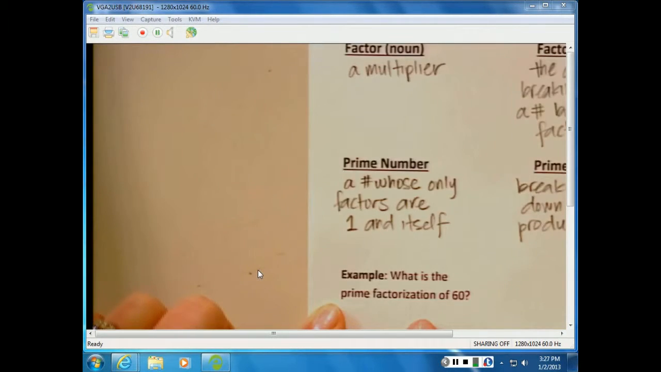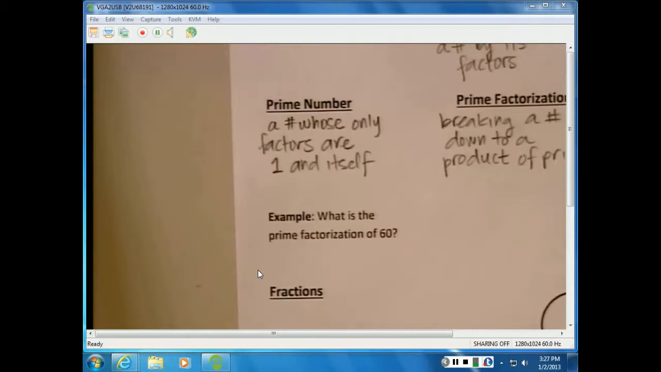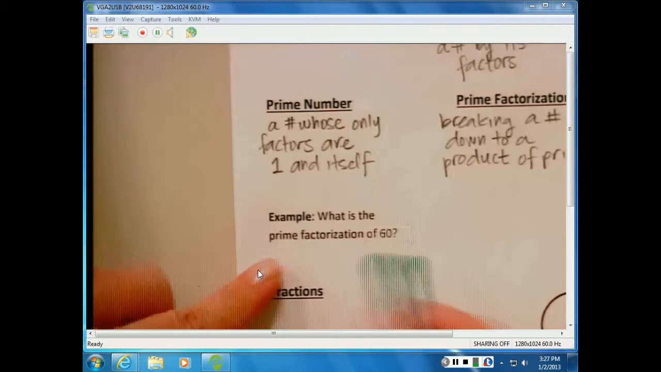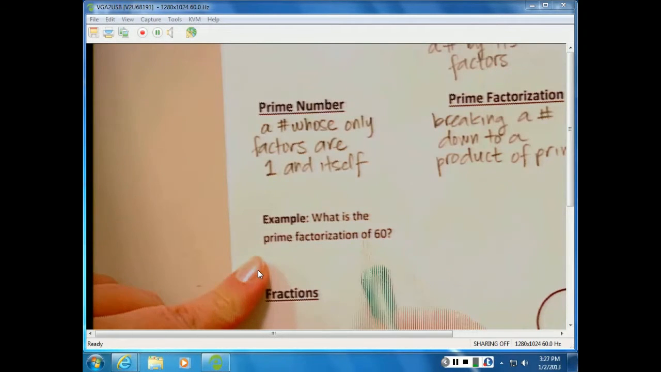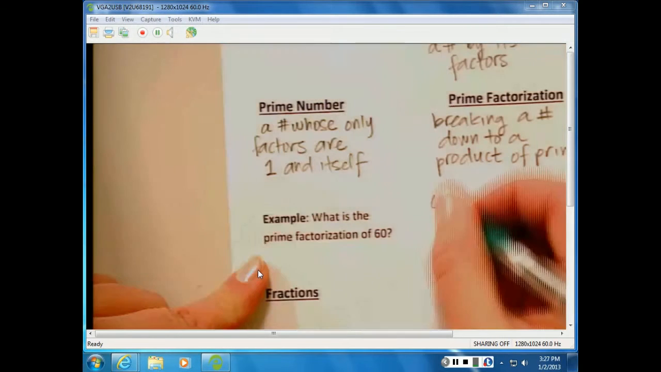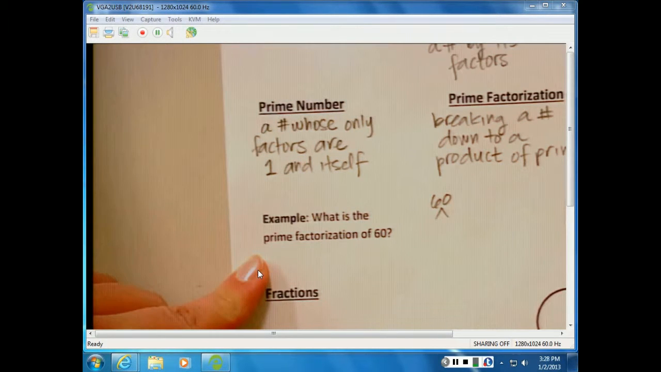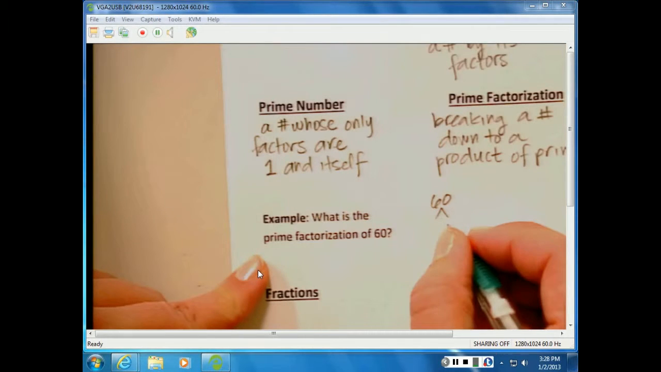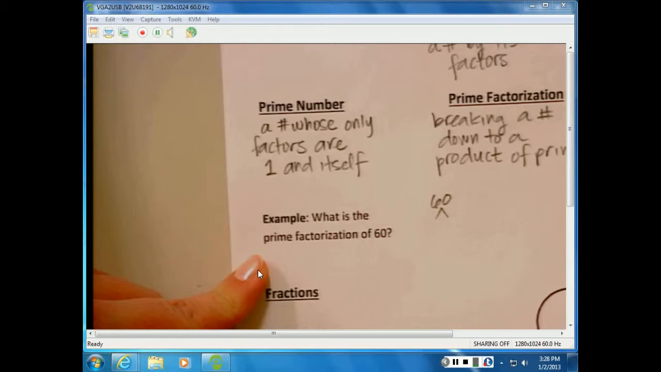So, if I want to make, for example, what is the prime factorization of 60? Again, we're going to find the prime factorization of a number. A factor tree is a great way to go. So I take 60, I break it down, I look at 60 and I think, okay, that could be 15 times 4, that could be 30 times 2, or 6 times 10. There's a lot of ways I can break it down, and it really doesn't matter. We're going to end up with the same result.